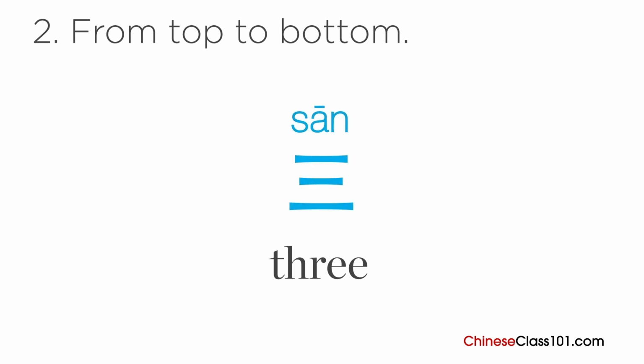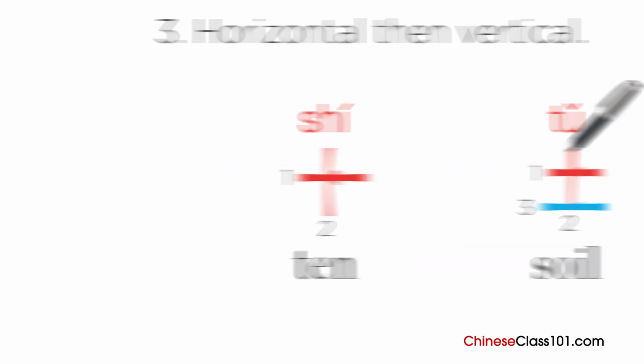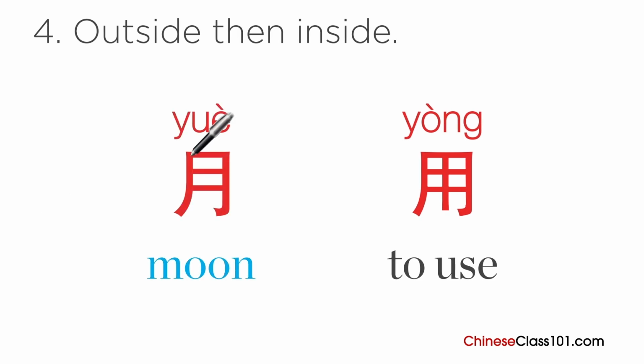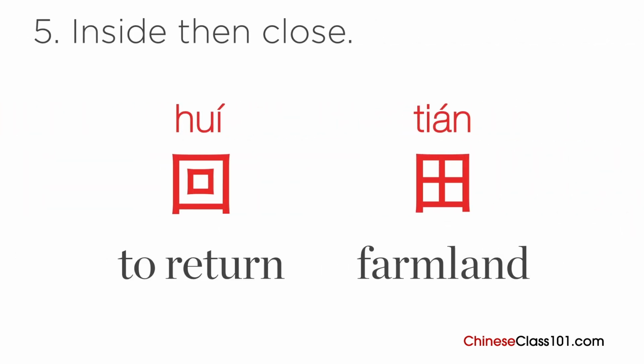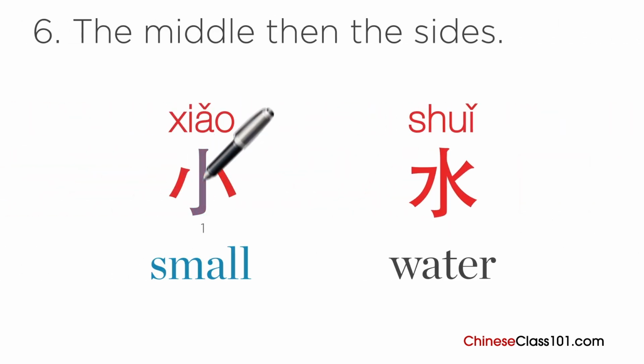From top to bottom. 三 three, Horizontal, then vertical. 十 ten, 土 soil, Outside, then inside. 月 moon, 用 to use, Inside, then close. 回 to return, 田 farmland, The middle, then the sides. 小 small, 水 water.